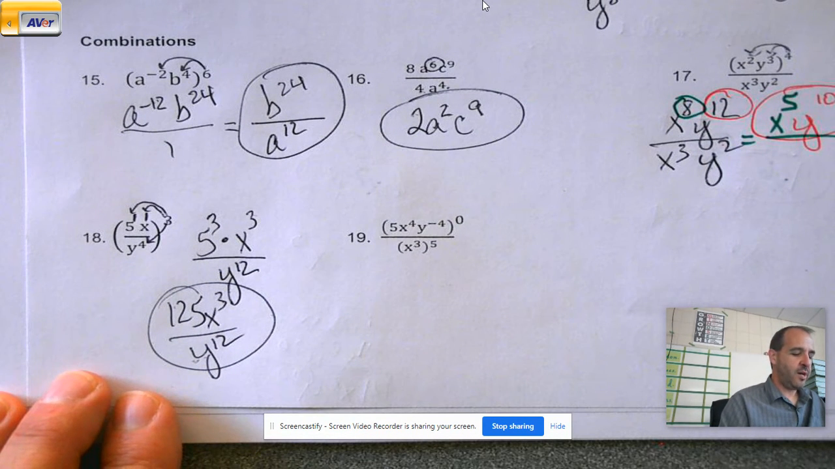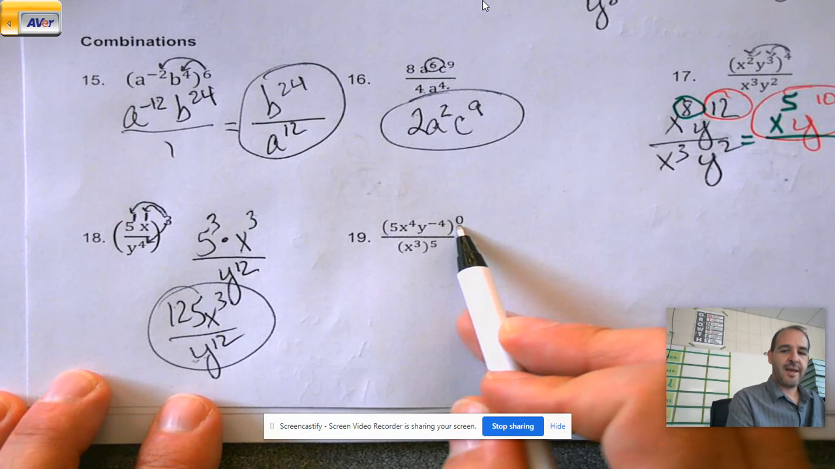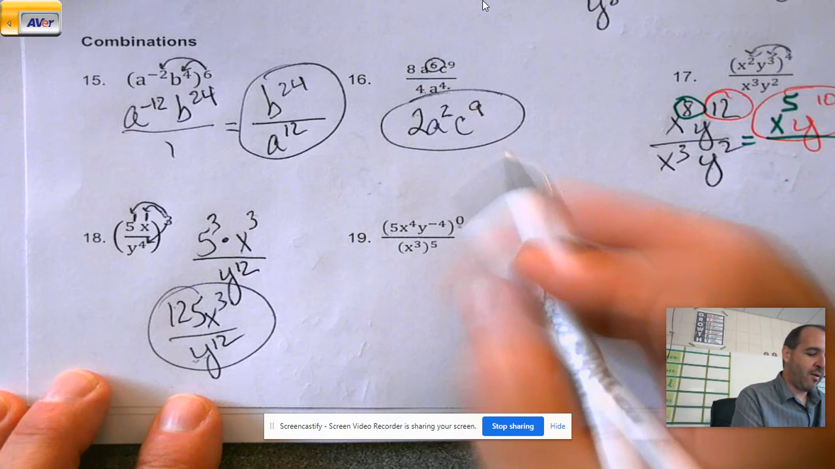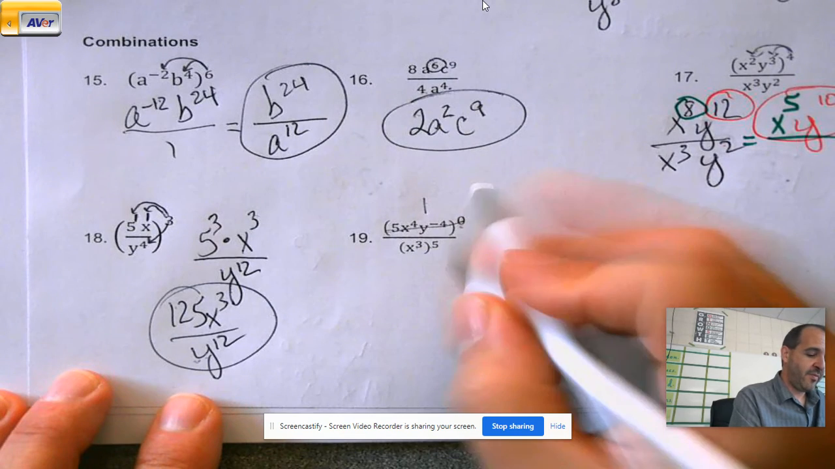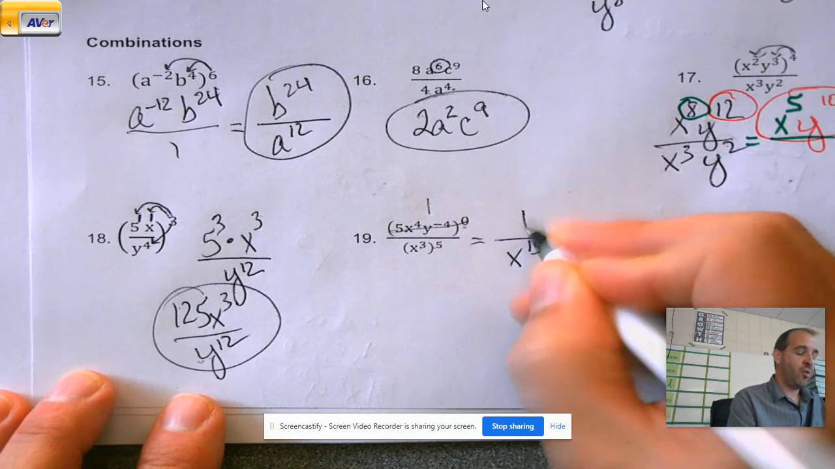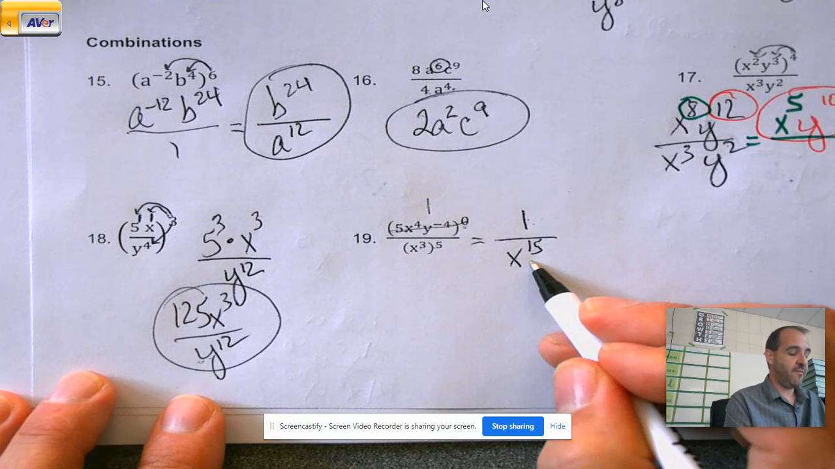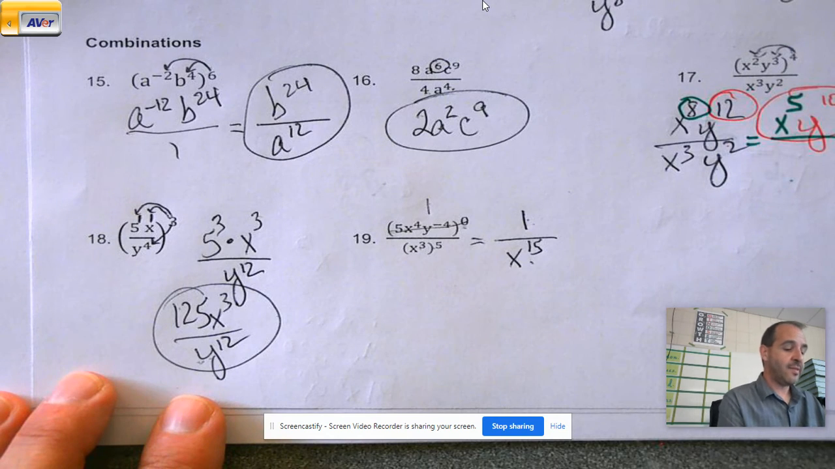Then one final one, again, be careful. Okay, this whole quantity to the 0 power, that all turns into 1. 3 times 5 is 15. Make sure the 1 is there because 1 over x to the 15th is different than just x to the 15th. So if you ever have something to the 0, put the 1 there and keep the 1 just to make sure that you're in good shape.